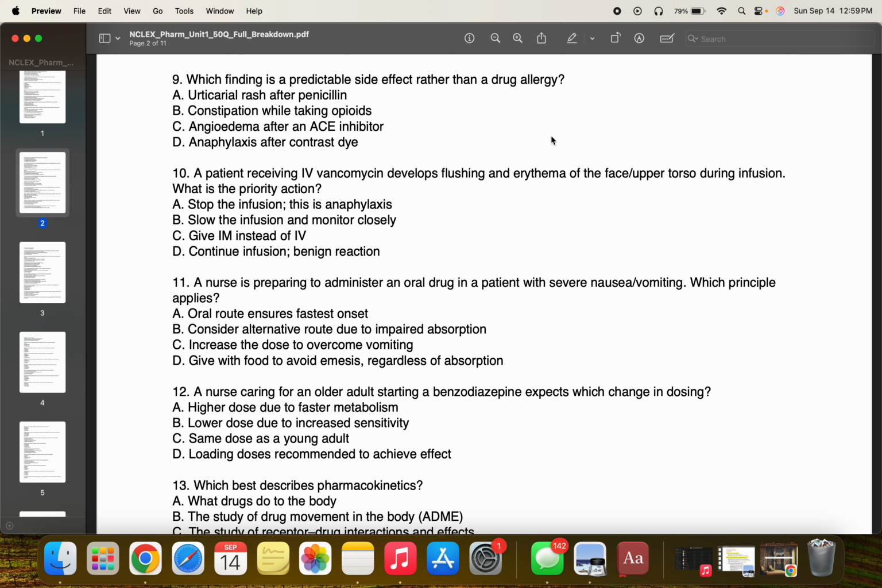You cannot give something by mouth to somebody who's throwing up because they're just going to throw it up. That doesn't make sense. And you could figure that one out too from this question. Oral route is the fastest. It's not. Increase the dose to overcome vomiting. Because what if they don't vomit it up and you give them triple the dose or double the dose, then they die. Give with food to avoid emesis. When have you ever been throwing up and then been like, I'm going to eat a bunch of food?